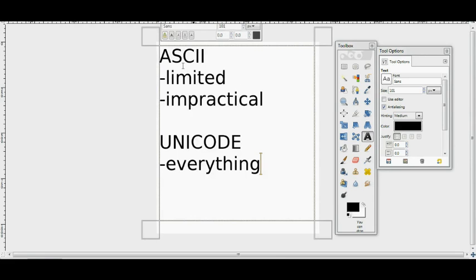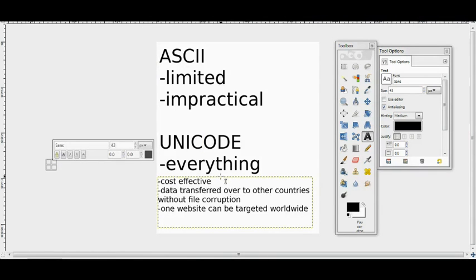From this presentation, it is clear which one is better in the argument of ASCII versus Unicode. ASCII is limited and is impractical, whereas Unicode is obviously better because it covers everything. Other advantages of Unicode include the fact that it is cost-effective, that data can be transferred over to other countries without file corruption, and the fact that one website can be targeted worldwide without re-engineering.